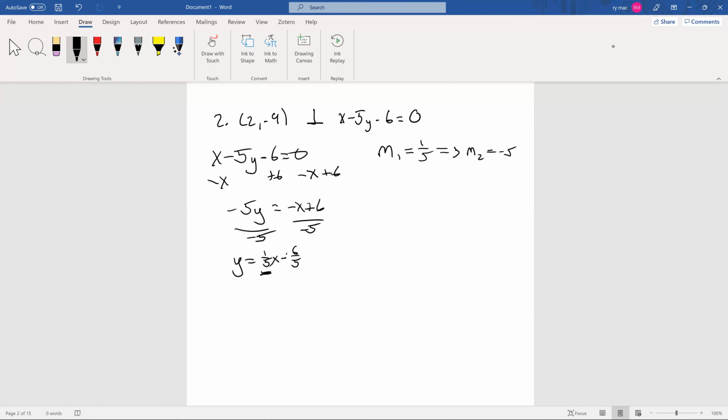All right, so the first thing is point slope form. So I'll plug it into my y minus y1. So y minus -9 is equal to -5 (x minus 2). And then just simplifying it a bit, y plus 9 is equal to -5 (x minus 2).